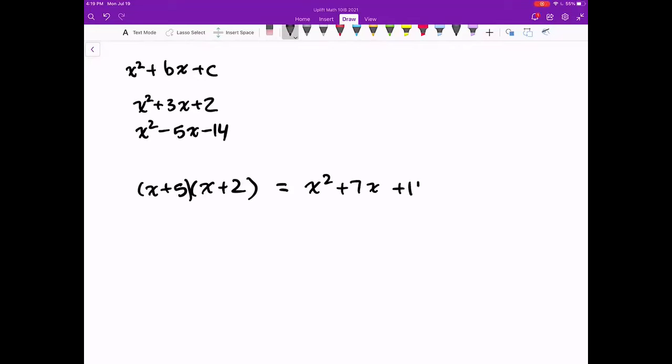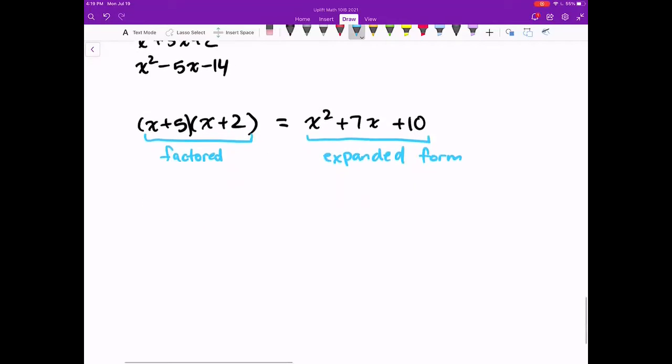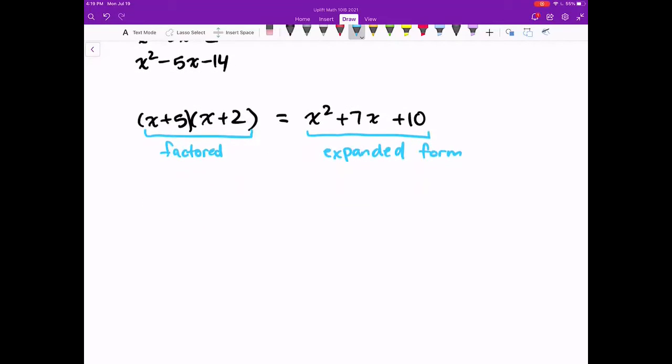Plus 7x plus 10. So on the left, just as a quick reminder, we have the factored form. Oh, is it 14? Whoops. Sorry, I think it's 10. Yeah, sorry, my bad. So the left is called the factored form, while the right one is called the expanded form. Okay, so in essence, when we try to factor something, we go from the right to left.